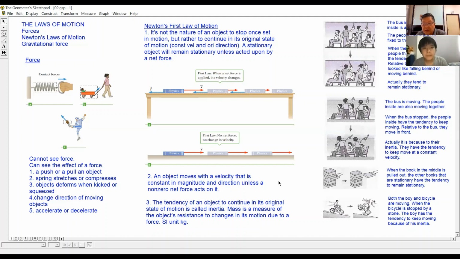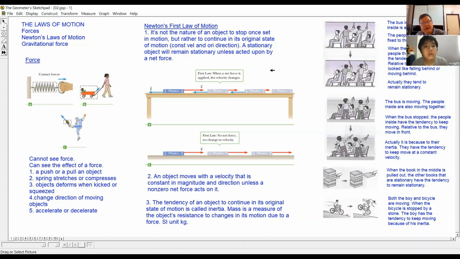Of course, when it starts to move, that means there is a force acting on it, right? So this is the first law: stationary will remain stationary. Now another part is, what about an object that is already moving? This part describes that if an object is moving at a constant velocity, it will remain in that state. It will move with constant velocity unless it is acted upon by a force.